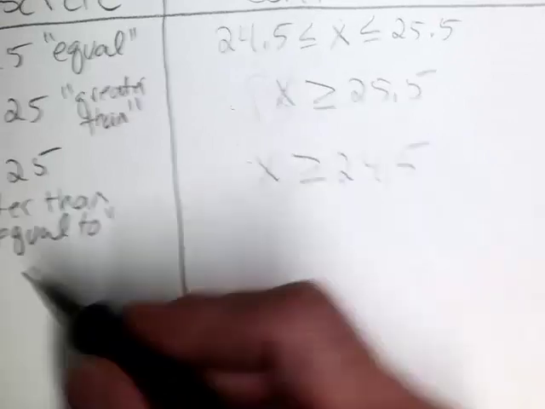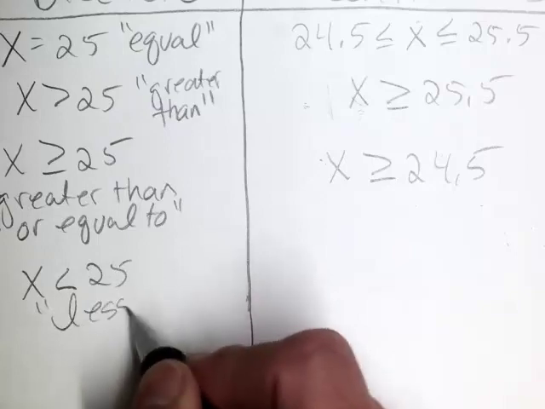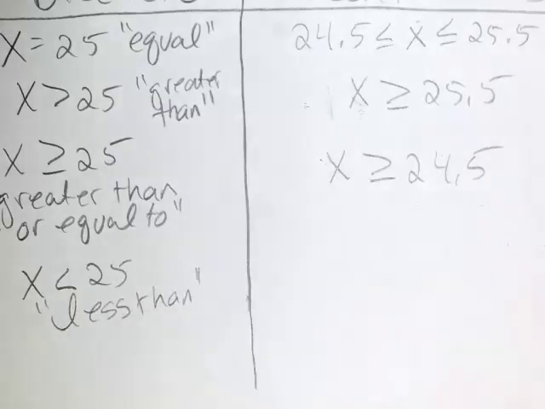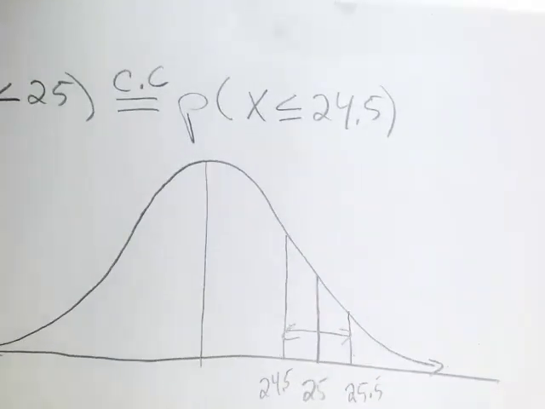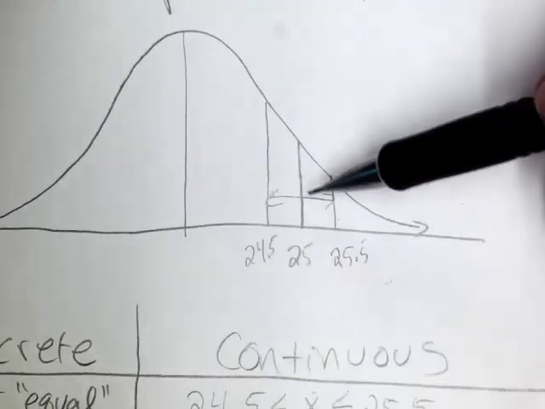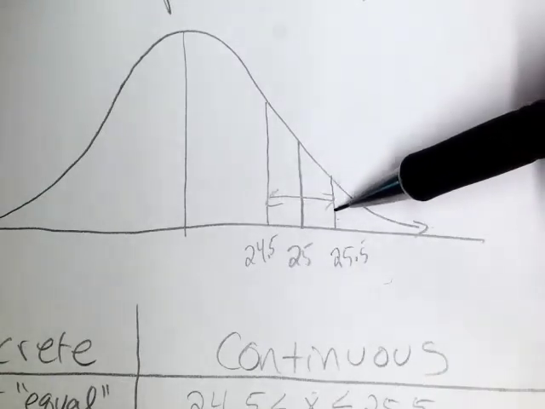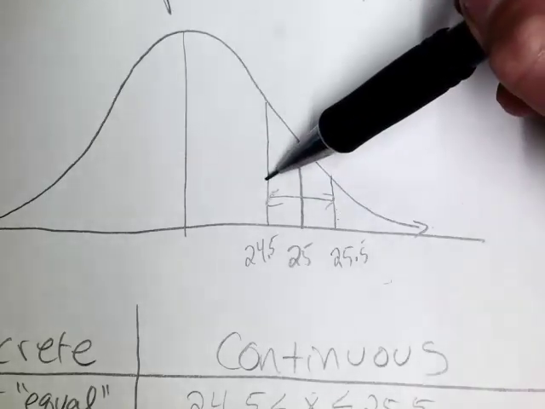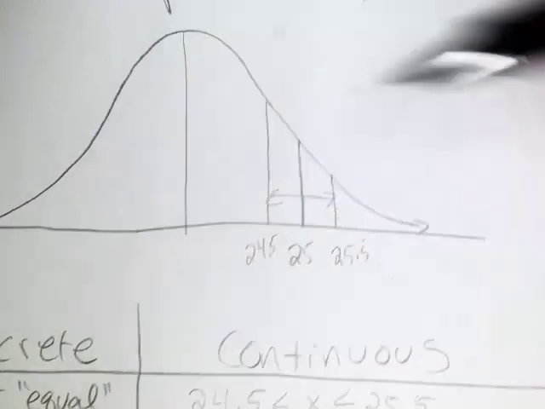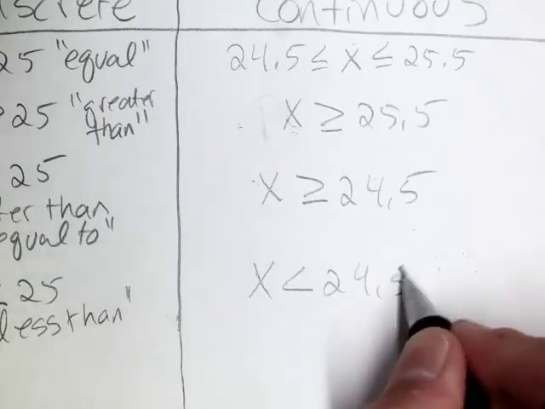Now for x less than 25, so we've got less than. Again, that does not include the case of equality, and that's the one I started with up here. If I'm not including the number 25, and remember 25 in the continuous case goes from 24.5 up to 25.5, then we would be looking at everything below 24.5. So that's x less than 24.5.